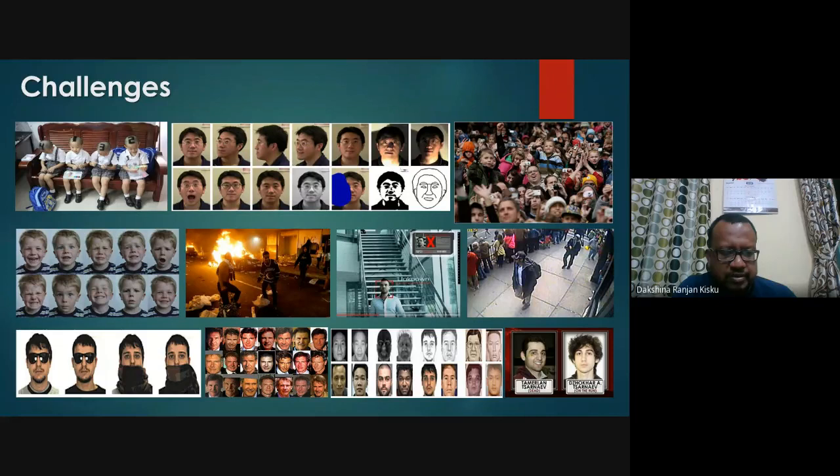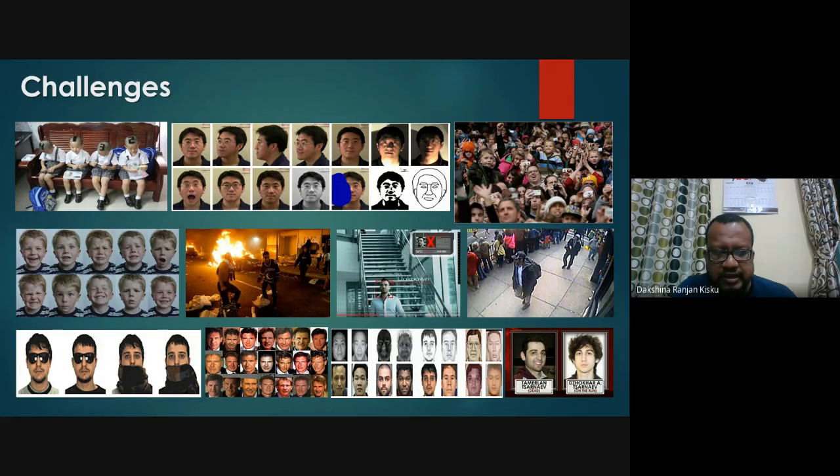So in this situation, different facial expressions can create challenges or problems for face recognition systems. Okay, so we have to address these problems also. Nowadays, many face recognition systems have been developed which are successfully addressing these facial expression problems.